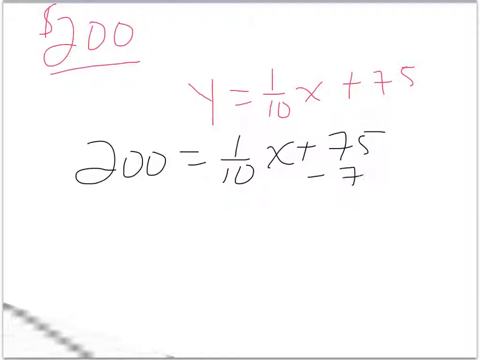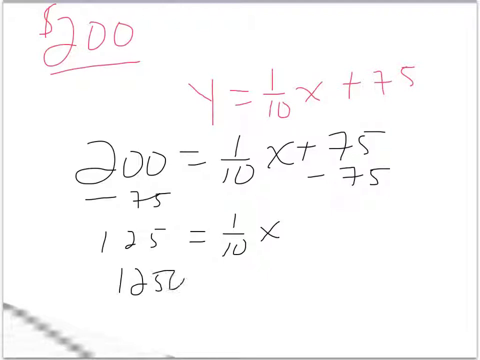Here we subtract 75, you get 125 is equal to 1/10 x. And then you multiply both sides by 10, and you get 1,250 is equal to x. So for $200, you can make 1,250 copies.